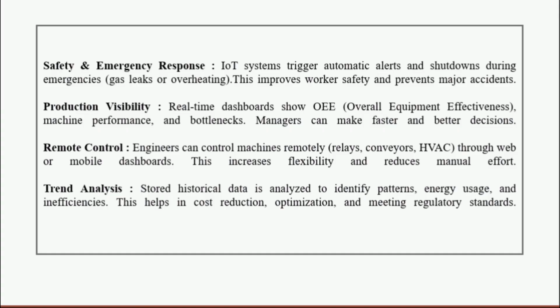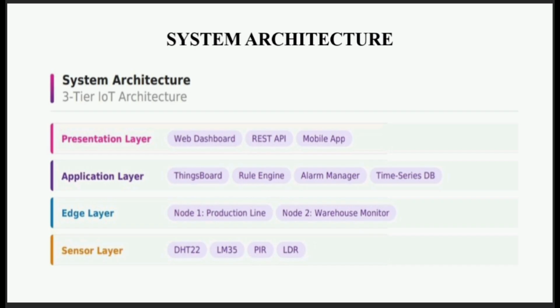Thank you. I'm Nisarga Osmani and I will be presenting the system architecture of our project, explaining how the components are structured and connected. This slide shows the three-tier IoT system architecture used in our project. At the bottom, we have the sensor layer, which includes sensors like DHT22, LM35, PIR, and LDR. These sensors collect real-time data such as temperature, humidity, motion, and light intensity.